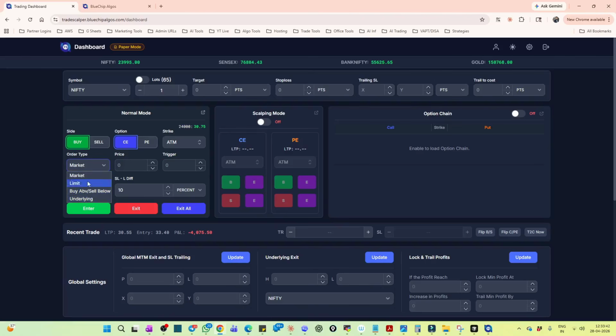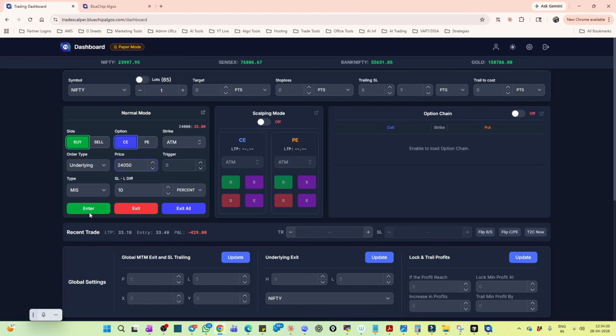Order type also, we have given 4 types of orders. One is market, limit, buy above, sell below, and then even underlying also. For example, now the market is at 23,994 something. Now let's say you want to buy only above 24,050. You can just select underlying and then 24,050 and then hit enter. So it goes to the pending state, and once the price reaches 24,050, only then your position will be taken. This is extremely helpful for traders who do analysis on underlying and then take the positions in options. 90% of the traders do analysis on underlying charts, right?